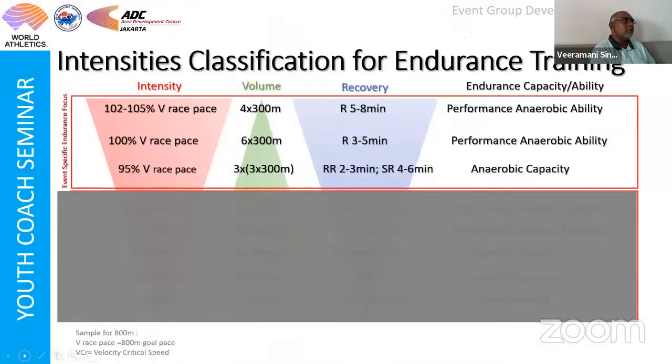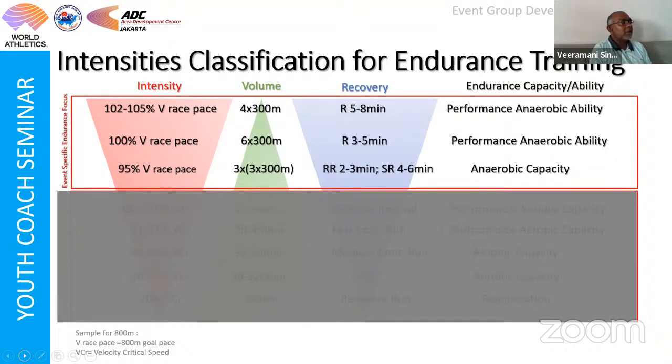As we move into distance down, the intensities that you'll be very concerned with will be slightly different compared to the earlier one, where we work around 95% to about 100 to 105% of velocity race pace. So the chart you see here is for 800 meters. If I were to take event-specific endurance development, I take about 95% of race pace. I do 3 sets of 3 times 300 meters, rest 2 to 3 minutes with 4 to 5 minutes set rest. That is really moving into what we call anaerobic capacity.